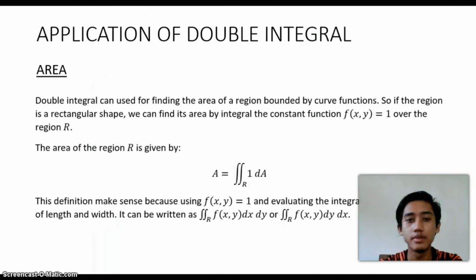I am Muhammad Ajrun bin Zaibun, and I'm the secretary for this group, and I'm going to talk about the application of double integral, focusing on area. The double integral can be used to find the area of a region bounded by functions. If the region is a rectangular shape, we can find its area by integrating the constant function f(x,y) equal to 1 over the region R. For the formula, area is the double integral over R of 1 dA.